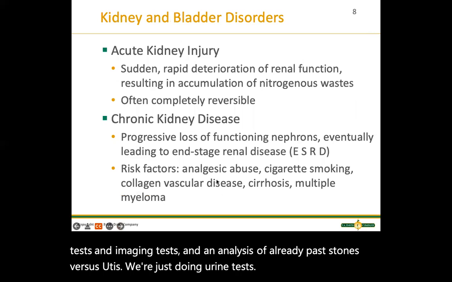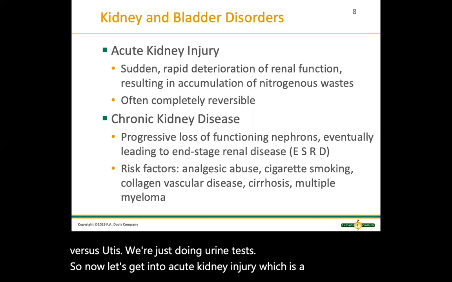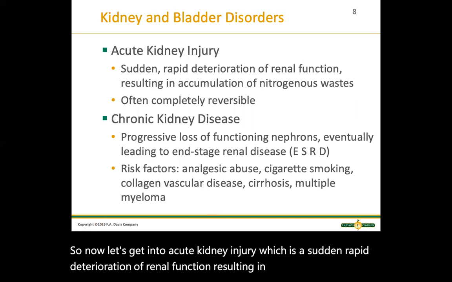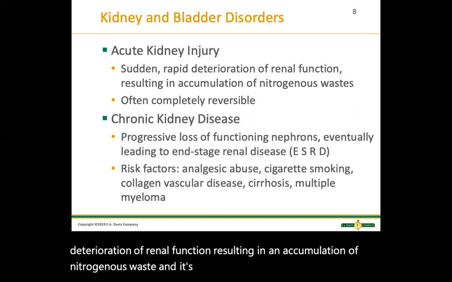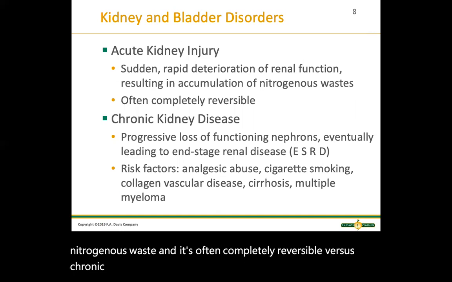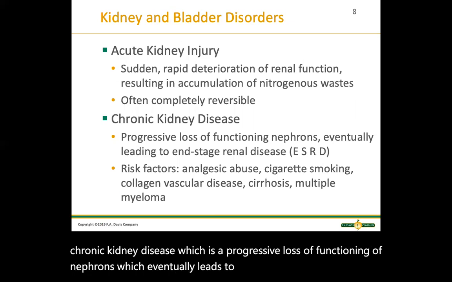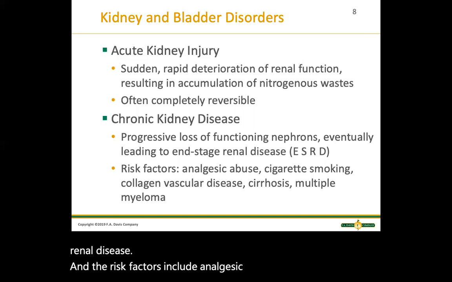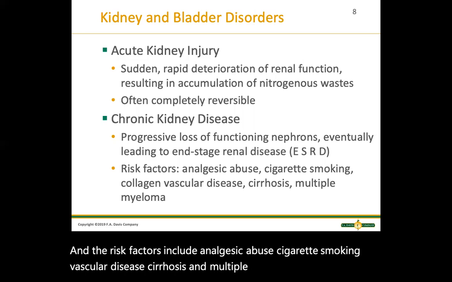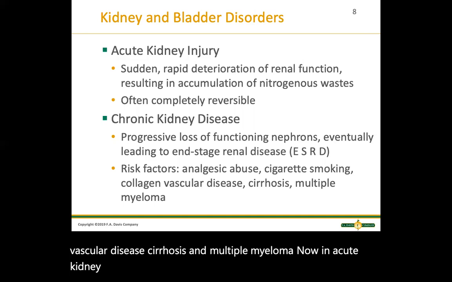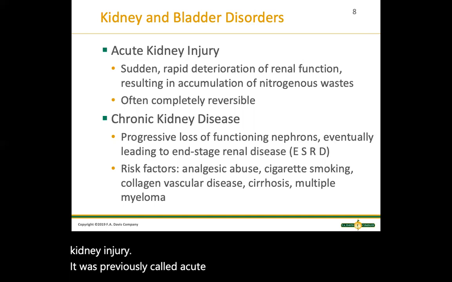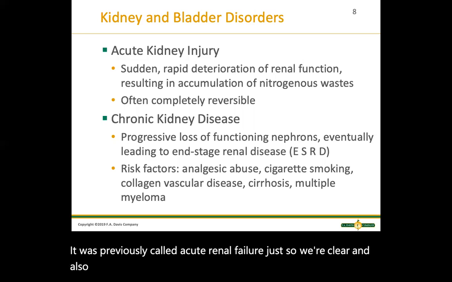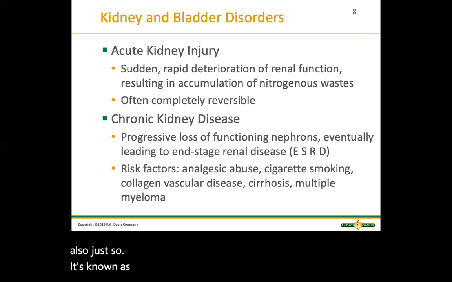Okay, so now let's get into acute kidney injury, which is a sudden rapid deterioration of renal function resulting in an accumulation of nitrogenous waste, and it's often completely reversible. Versus chronic kidney disease, which is a progressive loss of functioning of nephrons, which eventually leads to ESRD, end-stage renal disease. The risk factors include analgesic abuse, cigarette smoking, vascular disease, cirrhosis, and multiple myeloma. Acute kidney injury was previously called acute renal failure, just so we're clear, and it's known as AKI. So AKI or acute renal failure, same thing.